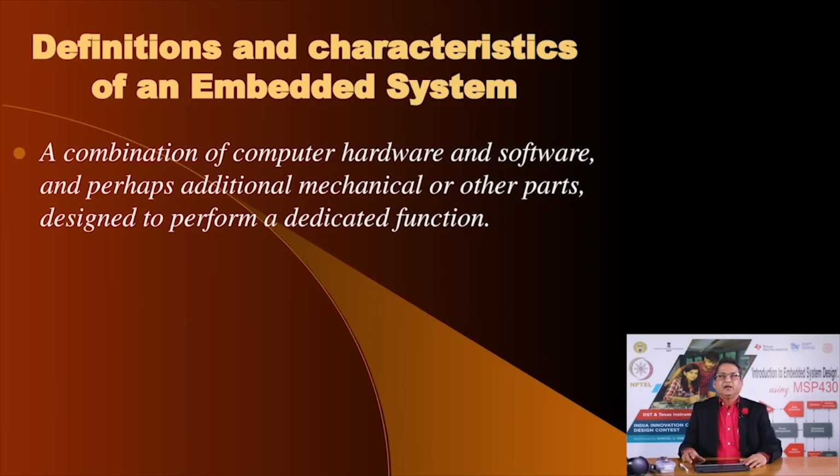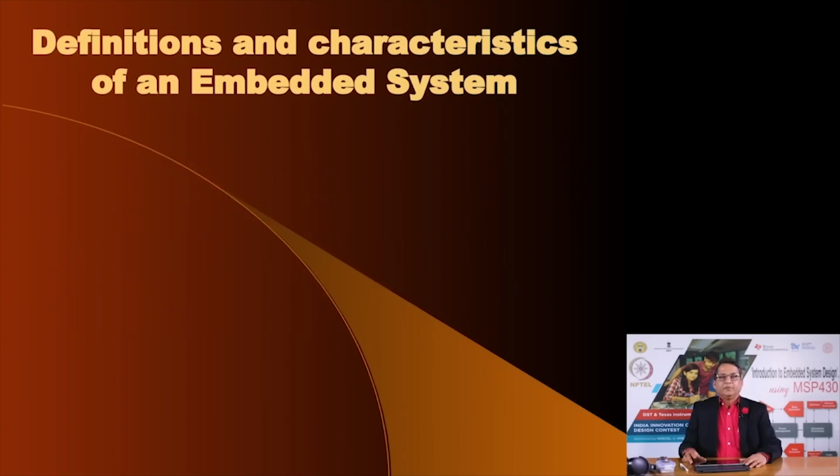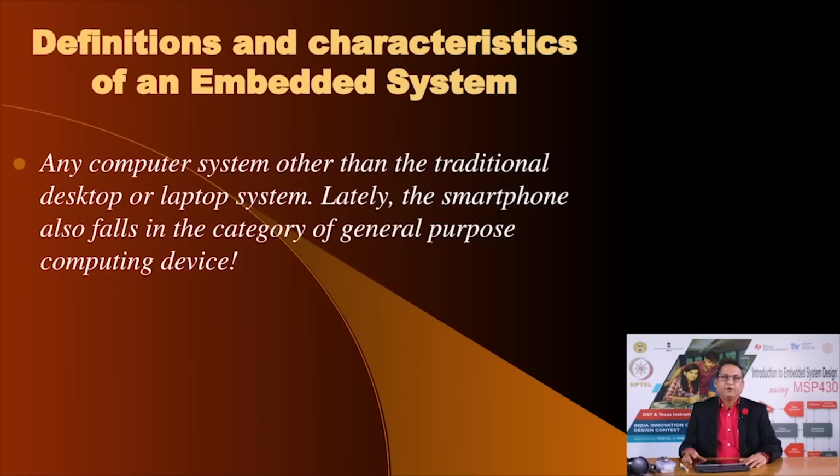Another definition says that any computer whose end objective is not primarily computational would qualify as an embedded system. Yet another definition is a computer system other than the traditional laptop or desktop system would be an embedded system, and today in that list I would also add a smartphone, because people are using it for many diverse applications where they can also add to the applications. Therefore, a smartphone is an example of a general purpose computing system. So, anything other than a laptop, a desktop or a smartphone would qualify as an embedded system.